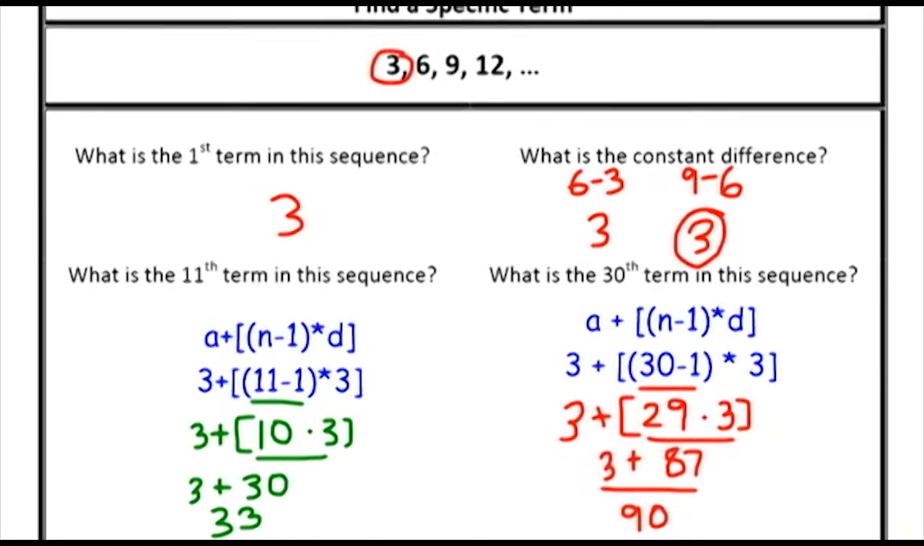This is how you do every problem. You find the first term given to you. You find the constant difference by subtracting. You write out your formula, plug and chug.